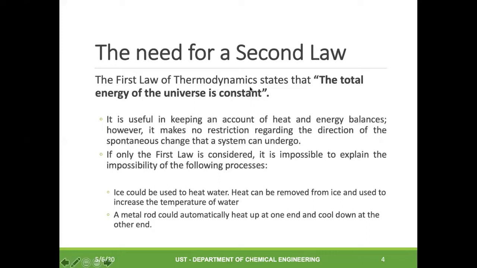So recall that the first law of thermodynamics states that the total energy of the universe is constant. It is useful in keeping an account of heat and energy balances. However, it makes no restriction regarding the direction of the spontaneous change that a system can undergo. If we only consider the first law, it is impossible to explain the process that I mentioned earlier. Thus, this limitation shows the need for a second law.